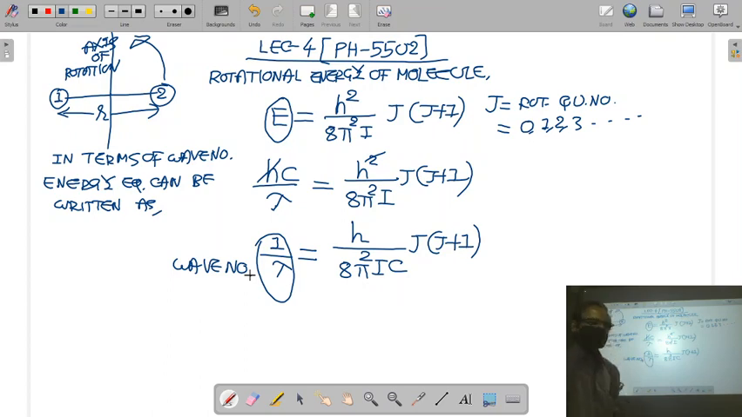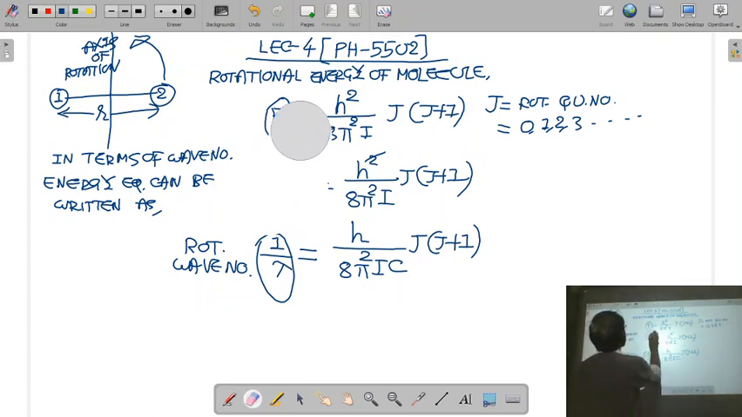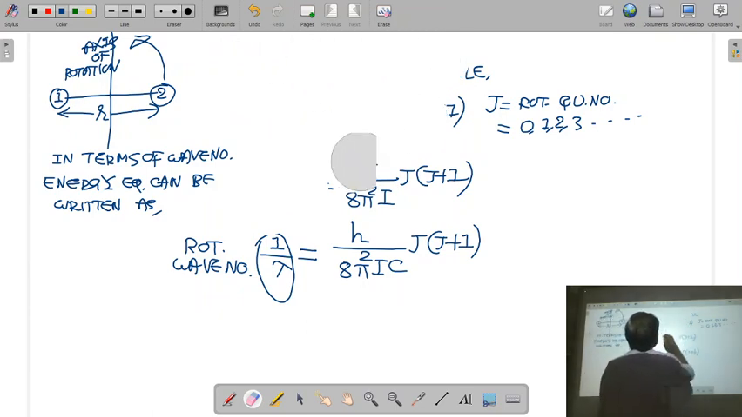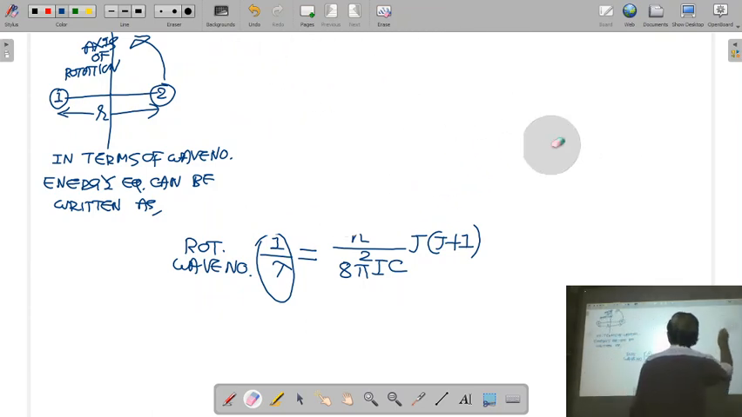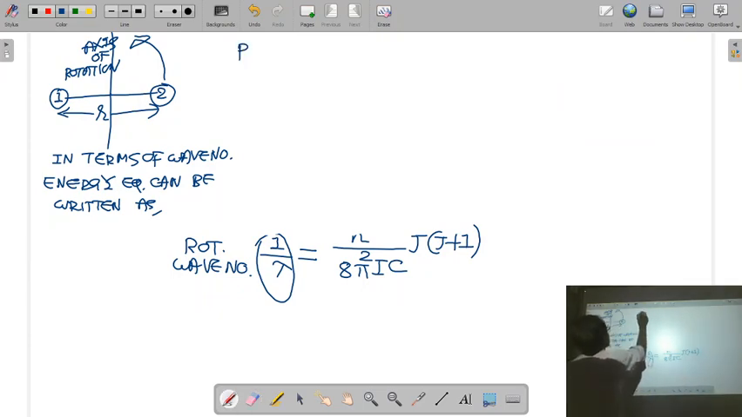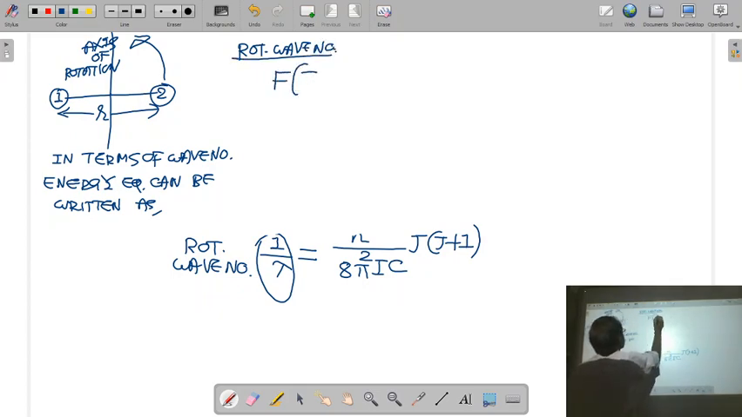Now we study rotational spectra. So we say that 1 upon lambda is the rotational wave number. Its value is h upon 8 pi square Ic J into J plus 1. So this is the equation of energy in terms of wave number. Now this rotational wave number is denoted by the symbol F(J). F is the symbol of rotational wave number.